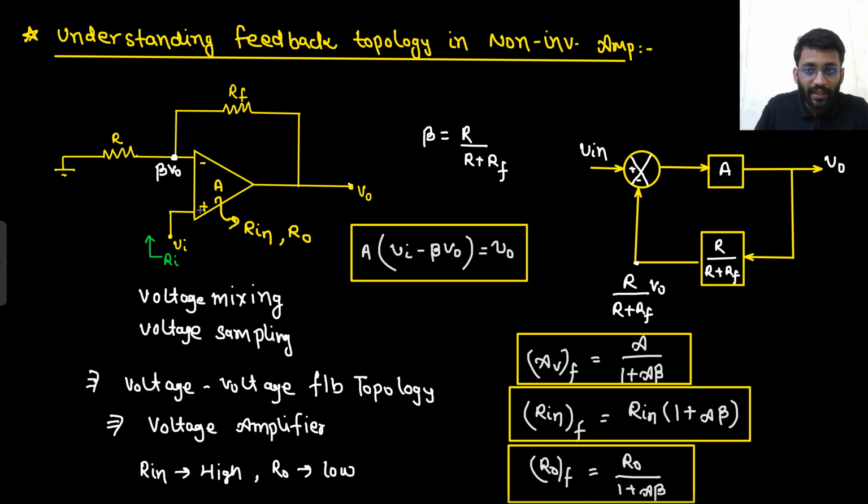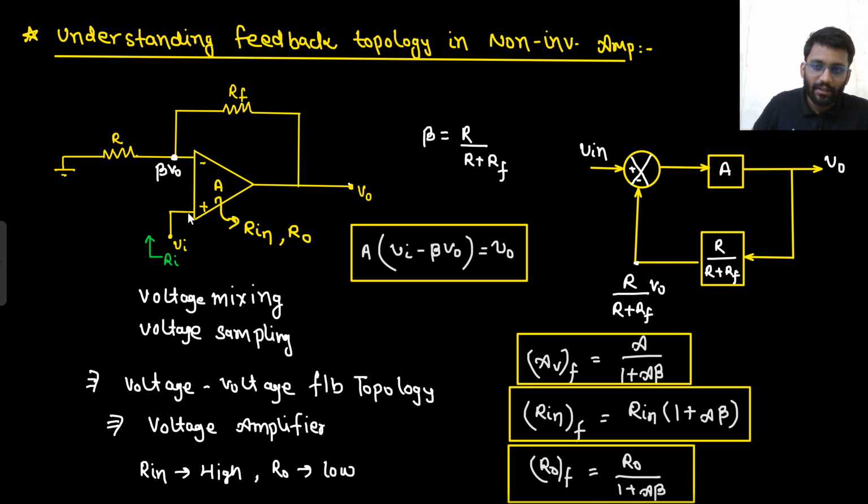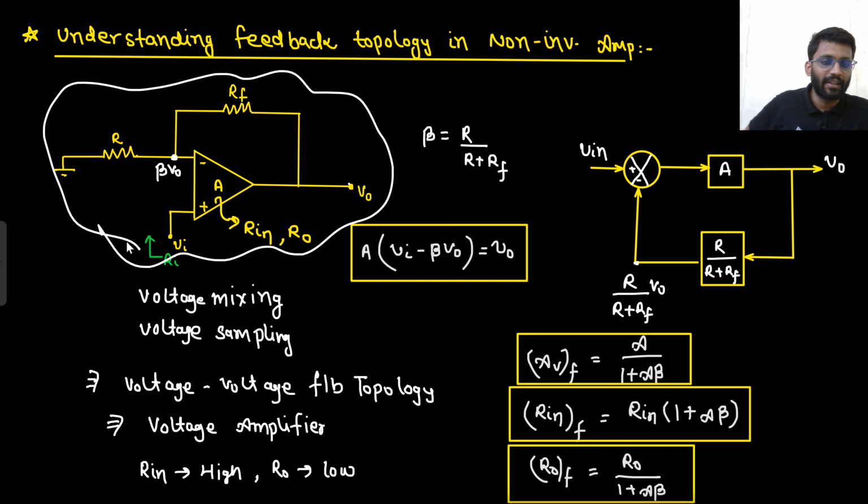What is this A? A is the voltage gain. A is always the voltage gain. The operational amplifier is a voltage amplifier only. Now in this operational amplifier you applied a Vin input directly and then you got some output. But it's not necessary that the complete configuration will act as a voltage amplifier. In this case, it is acting as a voltage amplifier.